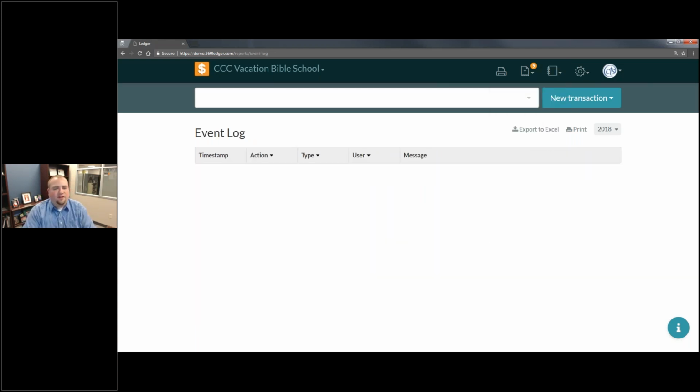Now, this event log is not really a report as it is a log of things that have happened. And it can sometimes take a little long to load because every little thing that happens gets tracked. But this is available for you, and sometimes it's really slow. Do a quick refresh. Well, yeah, I've had issues with it being slow before.